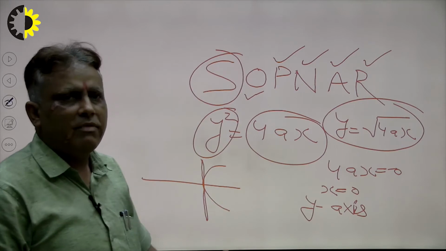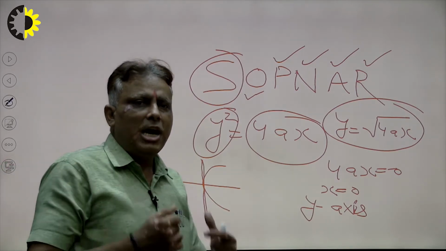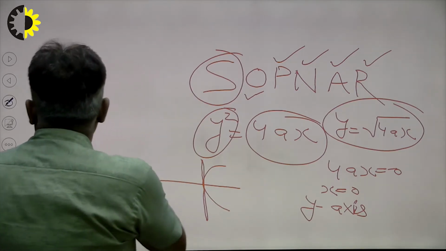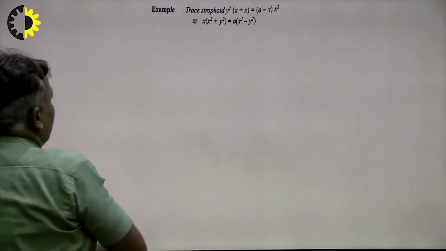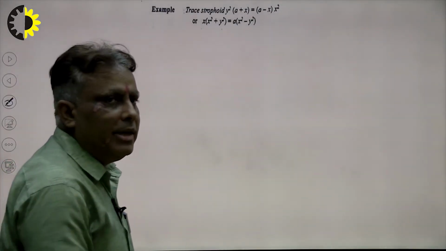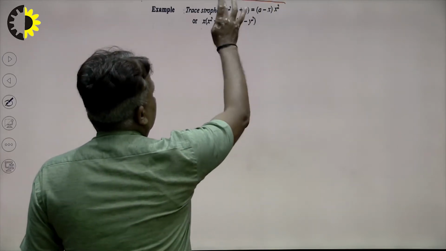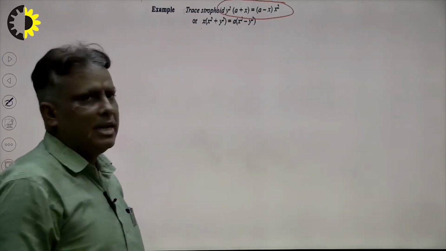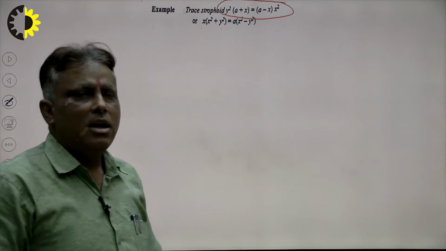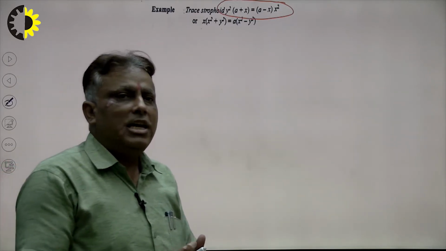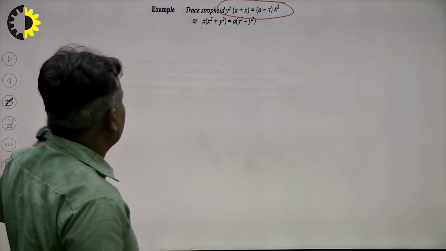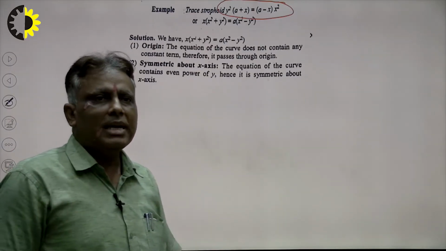Right? So in this way we find out the curve tracing with the help of Sopnar. Today we discuss here some portion of the problem. Suppose our problem is this curve: y square (a + x) = (a - x)... First of all we see here what is the symmetry of this curve. So the given curve contains even powers of y, so the curve is symmetrical about the x axis, right?